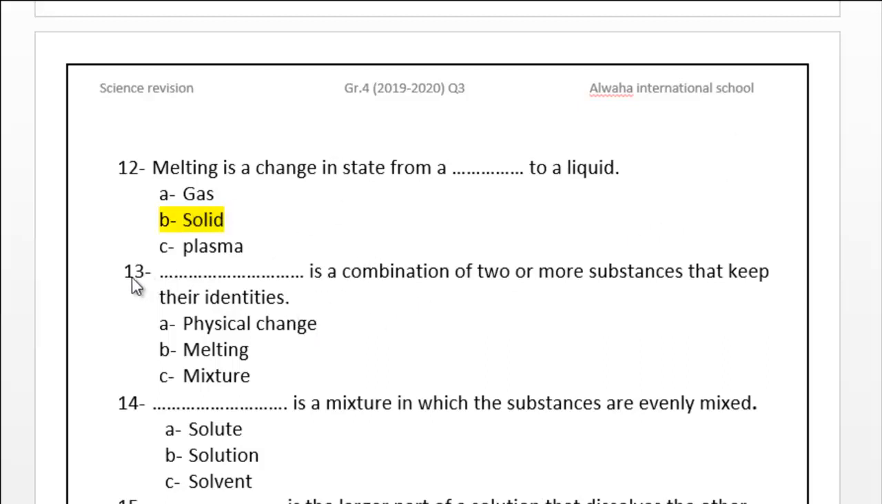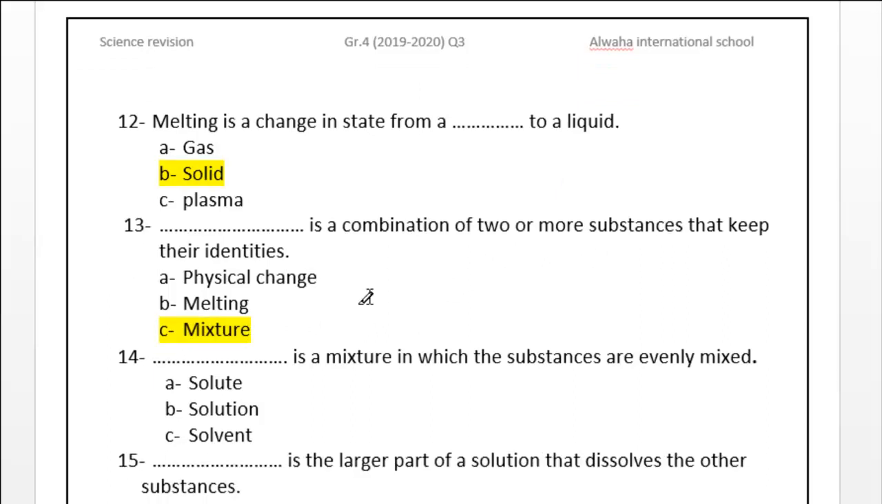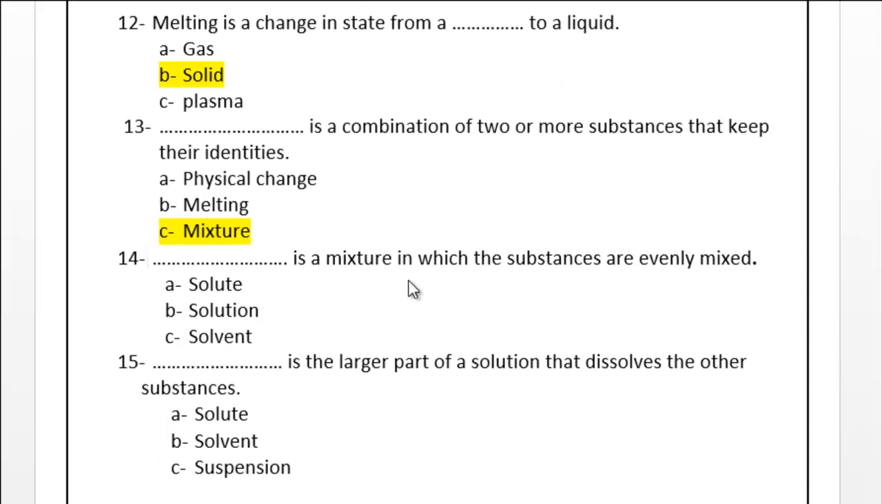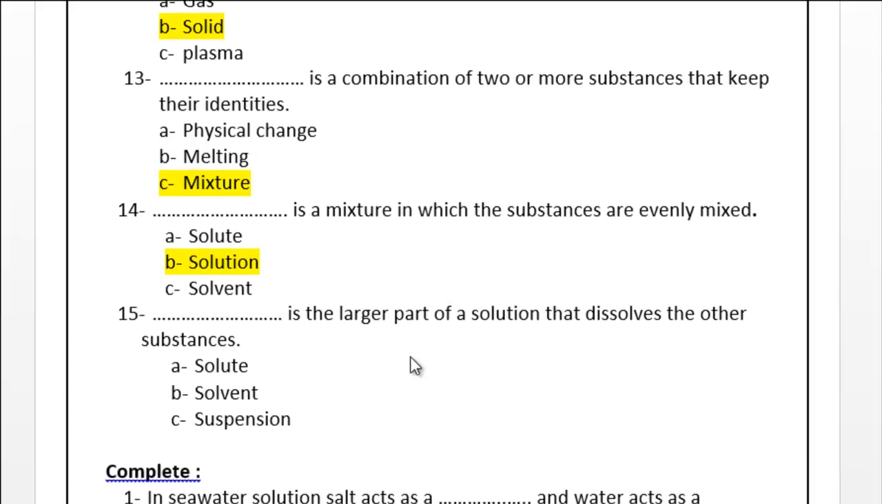Okay, number 13 is a combination of two or more substances that keep their identities. Physical change. The physical change. Combination of two or more substances. This is called mixture. Number 14 is a mixture in which the substances are evenly mixed. This is called solution. Number 15 is the larger part of a solution that dissolves the other substance. That's right, solvent.